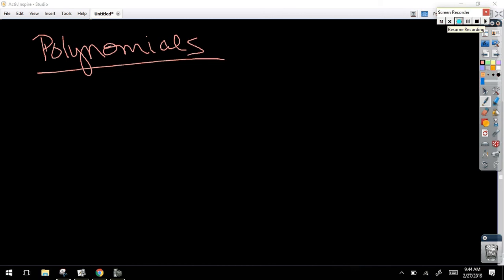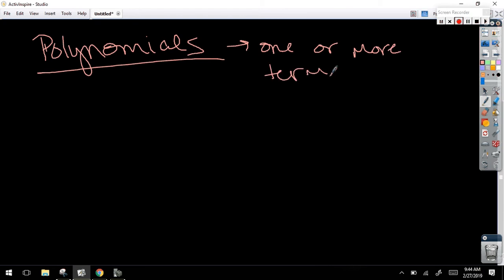Okay, so a polynomial is made up of terms, and it can have one or more terms. So I guess the question is, what's a term? Algebraic terms, if you think back to chapter 1, are things that contain numbers and or variables, and they can have exponents in there, okay?